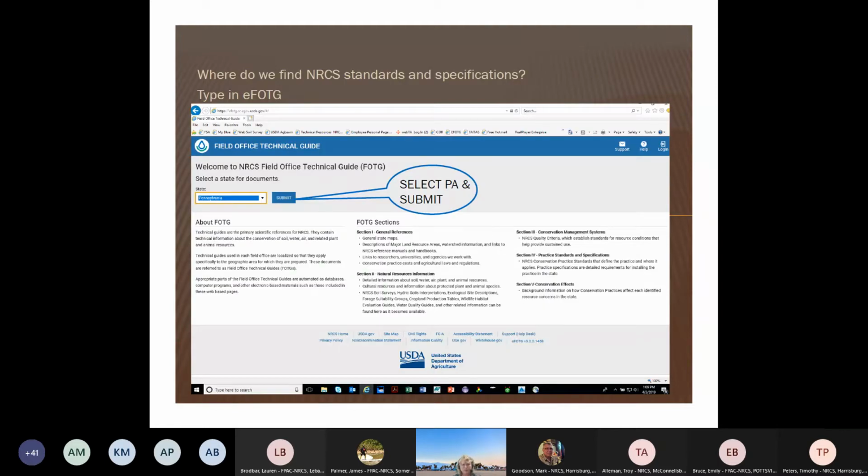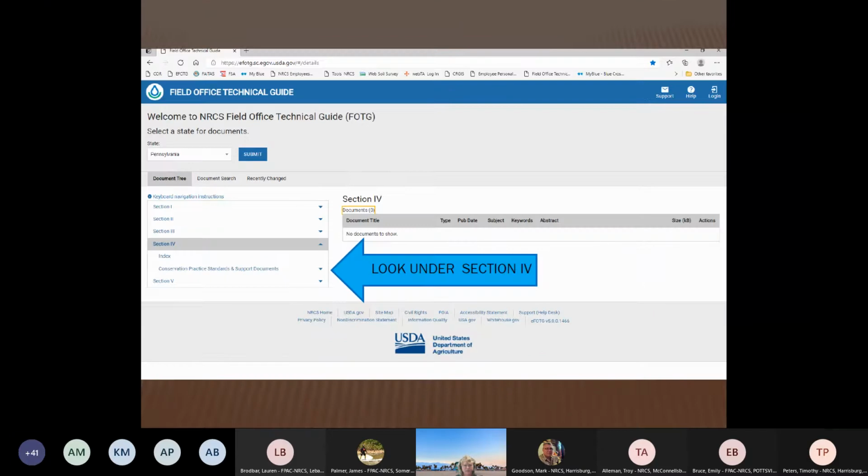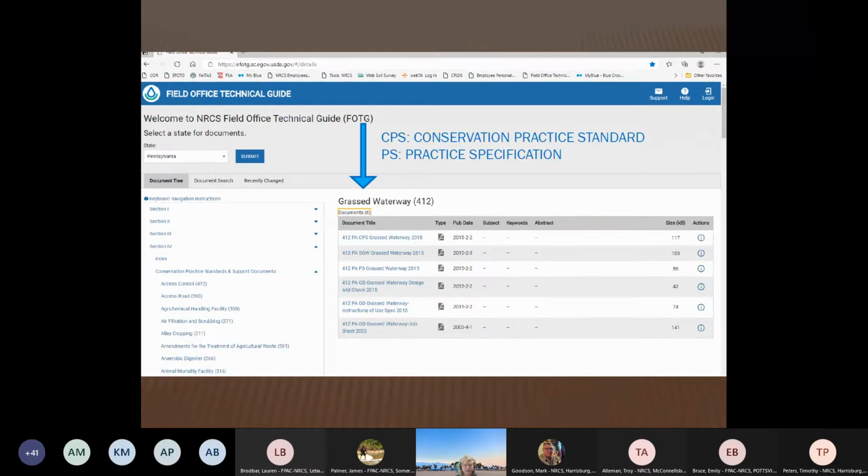I'm not sure if you guys this week had gone through how to find ePhotog, but here's a couple of screenshots on how we go about it. You'll have to enter the state, and then this has been recently updated. So you look under section 4 of the tech guide, conservation practices, standards and support documentation. And there's a couple of things that have been changed in the description.